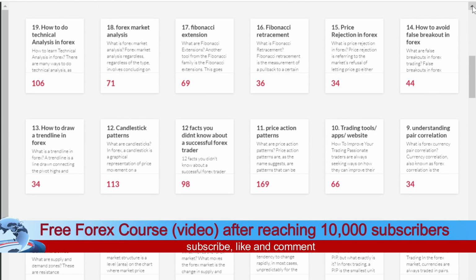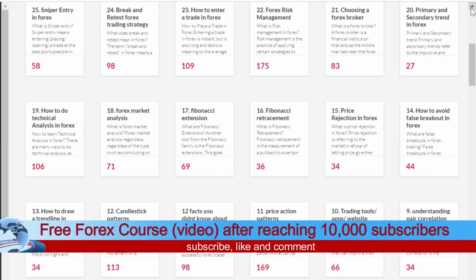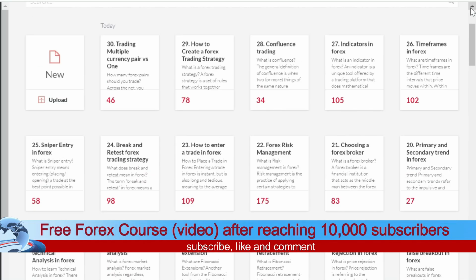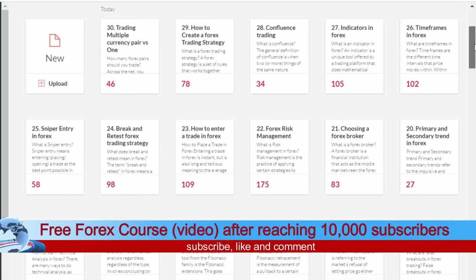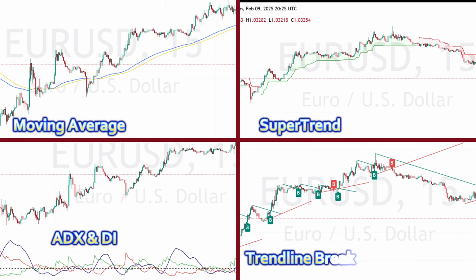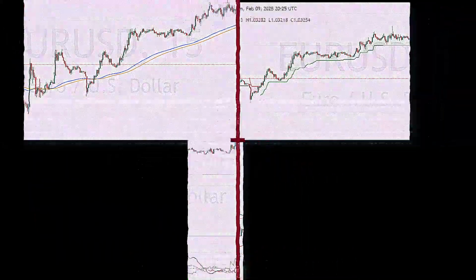Forex indicators are mathematical calculations based on historical price, volume, or open interest data. They provide insights into market trends, momentum, and potential reversal points. While no single indicator guarantees success, combining different types can offer a clearer picture of market conditions.